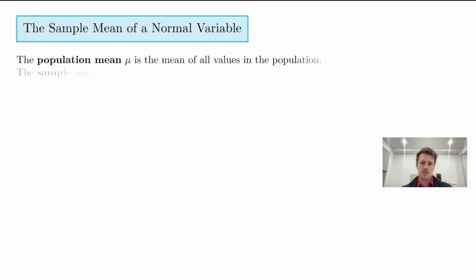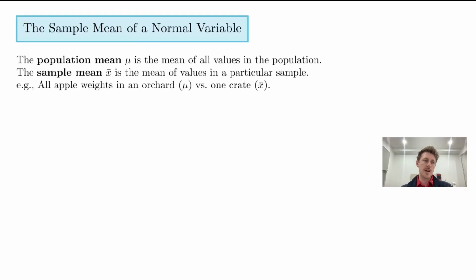All right, so we're in the world of sampling now. Sampling is all about how we make inferences about populations based on samples. In this video we're going to look at weights of apples in an orchard. Our orchard is the population, and the population has a mean, which we'll call mu. There is some real average of the weights of apples in that orchard.